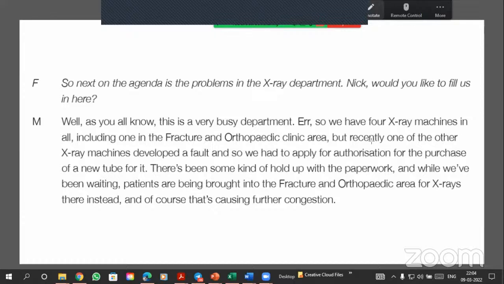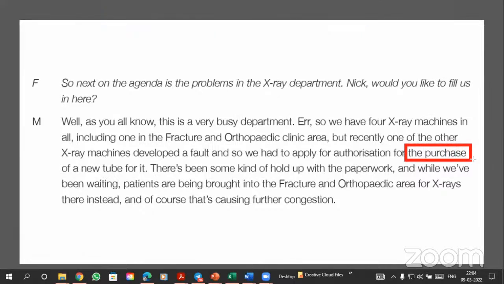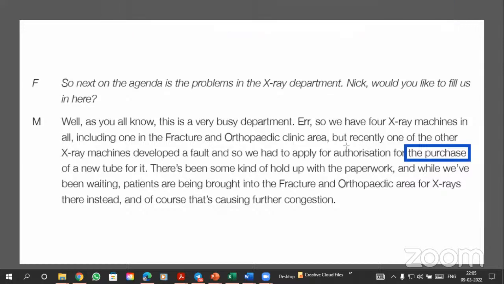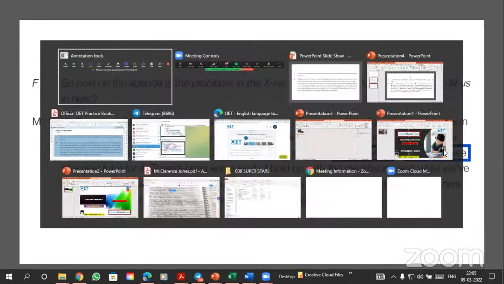Now you see, we had to apply for authorization for the purchase. Purchase means buying. Buying what? Buying the machine. Are they purchasing the machine? That's what is important. Okay, the word buying is understood. Authorization means approval. So you see, authorization means approval, purchase means buying. Now let us see very carefully here.